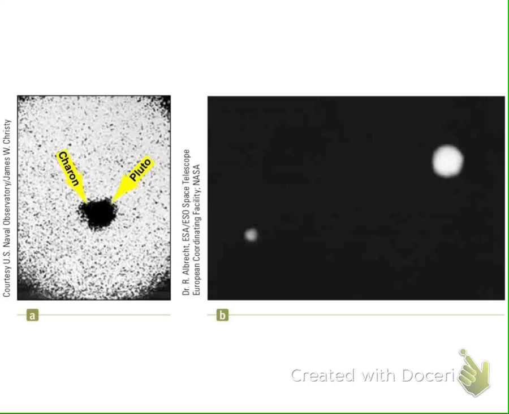Anyway, this is a figure from when they first observed it. We have known for a long time that in the solar system we have Pluto.